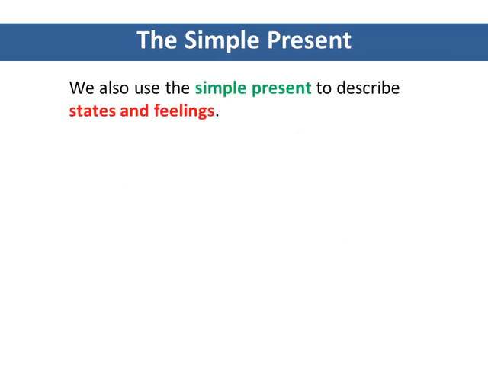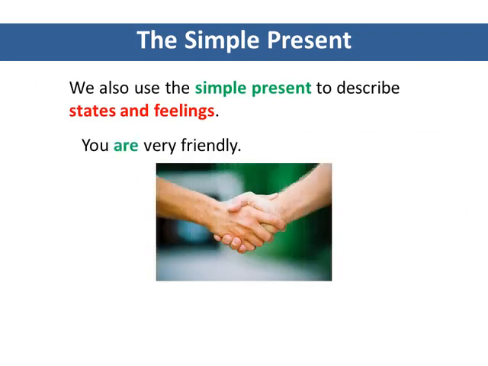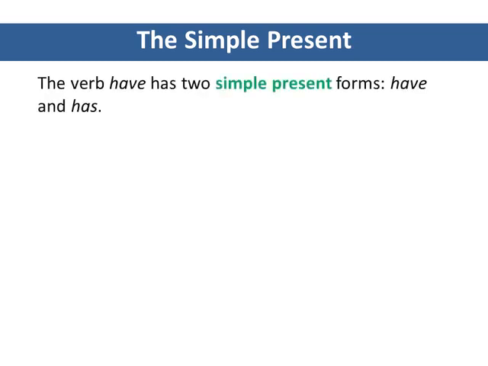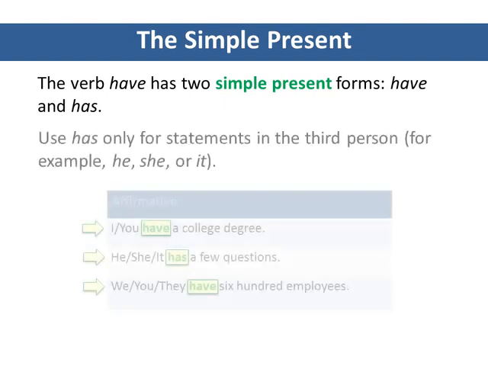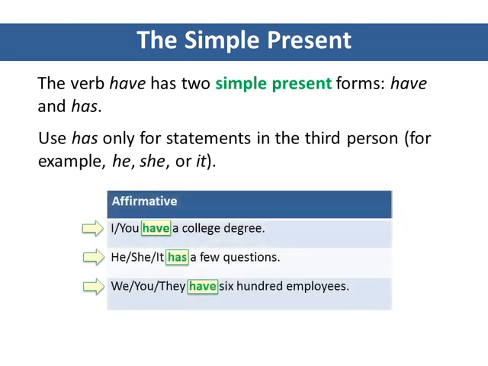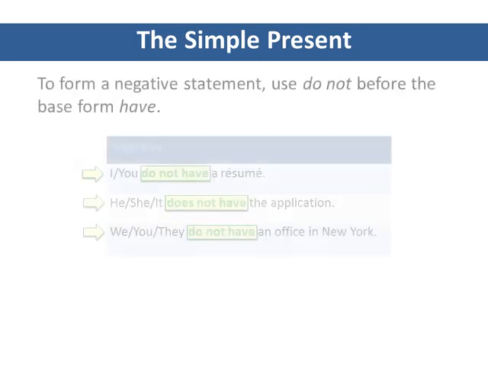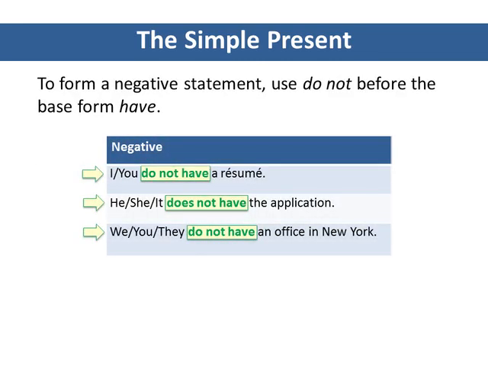We also use the simple present to describe states and feelings. You are very friendly. I want a career as a web designer. The verb have has 2 simple present forms, have and has. Use has only for statements in the third person. For example, he, she, or it. To form a negative statement, use do not before the base form have.